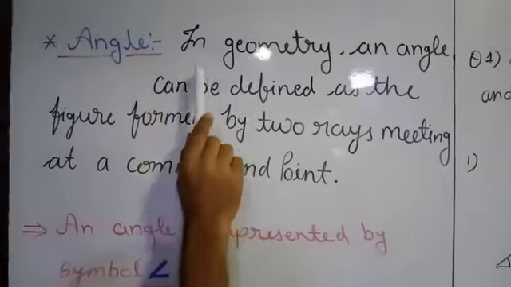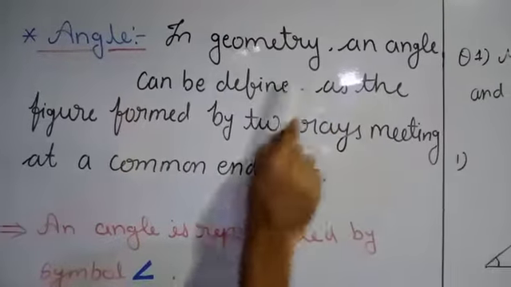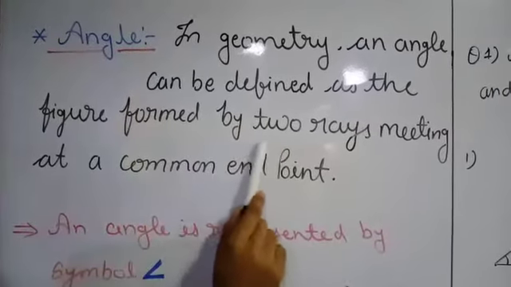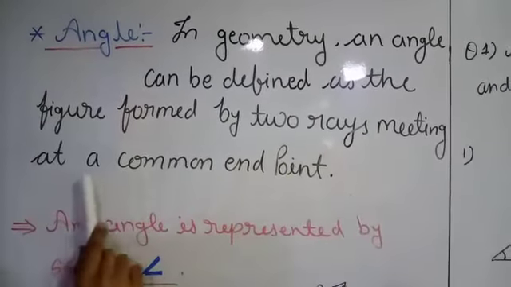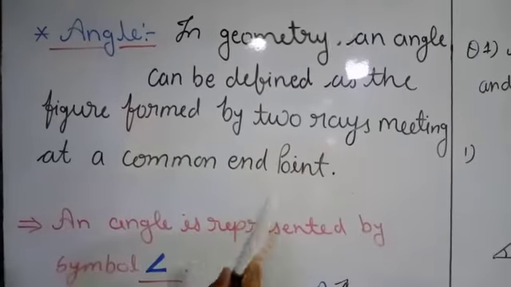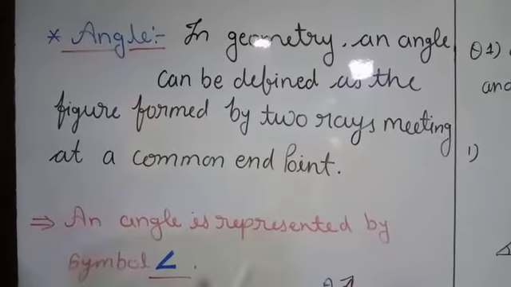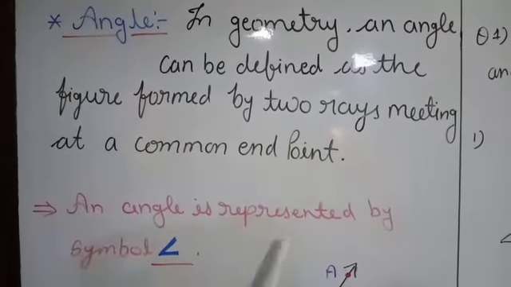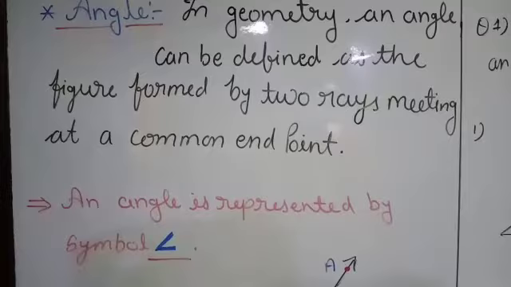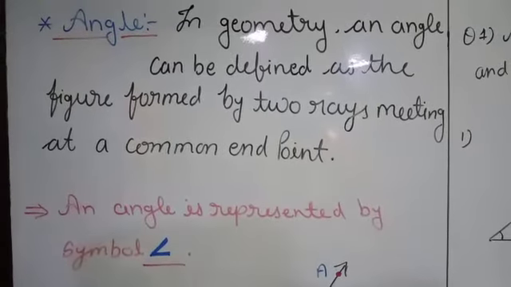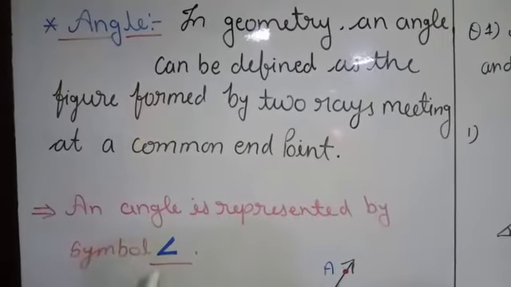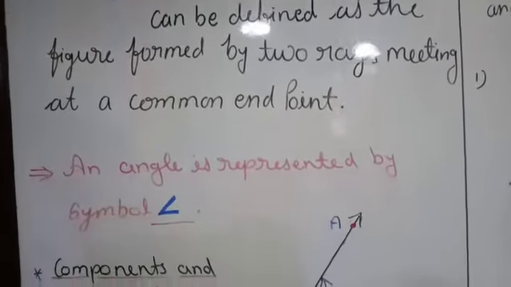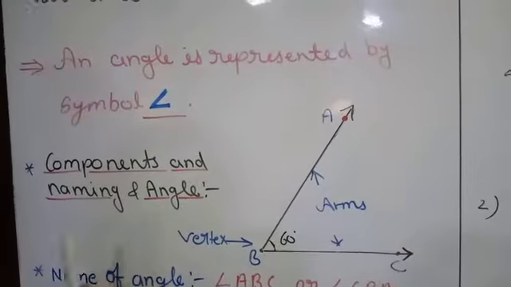What is an angle? In geometry, an angle can be defined as the figure formed by two rays meeting at one common endpoint. When the two rays are meeting at one common endpoint, that is called an angle. An angle is represented by this symbol. We do not always write the word angle, so we can use this symbol instead of the word angle. Here we have the components and the naming of an angle.